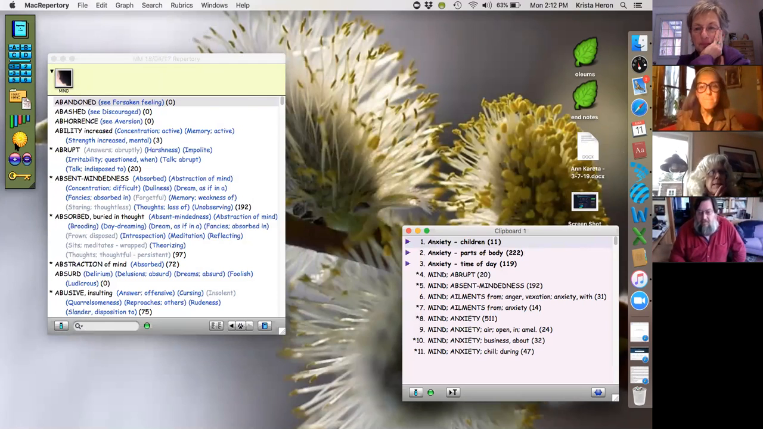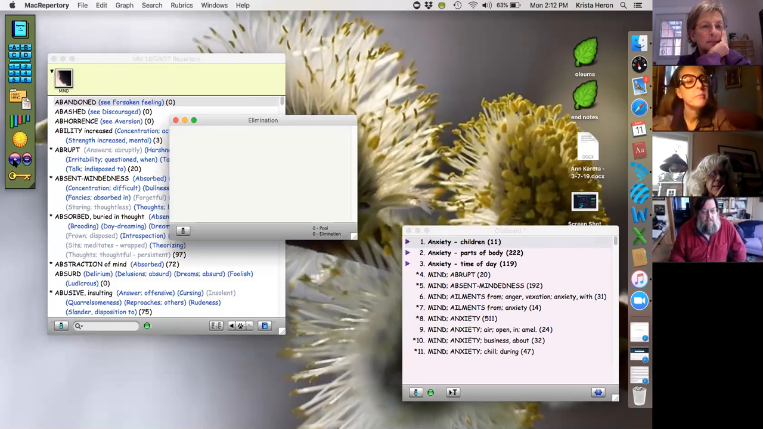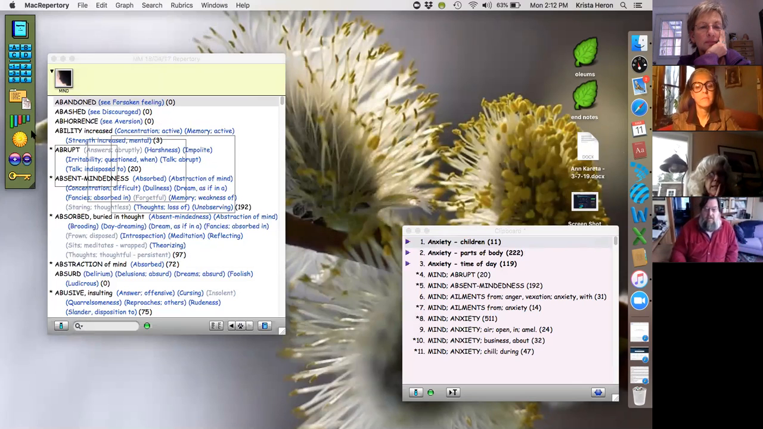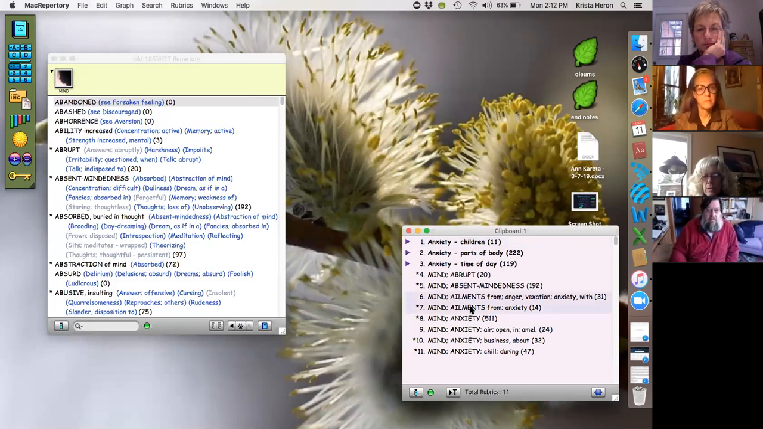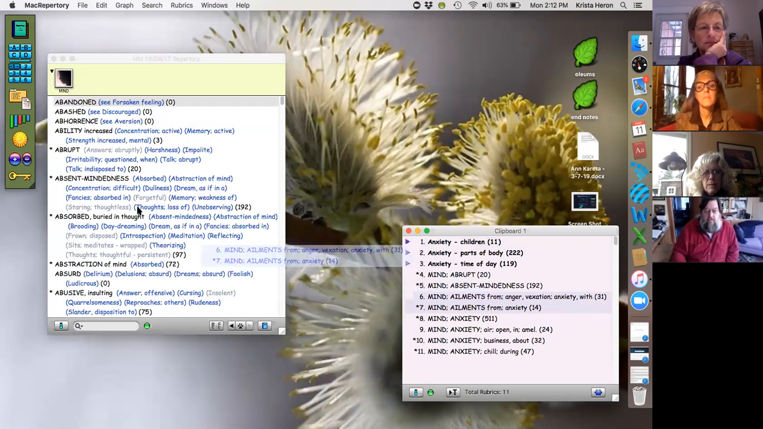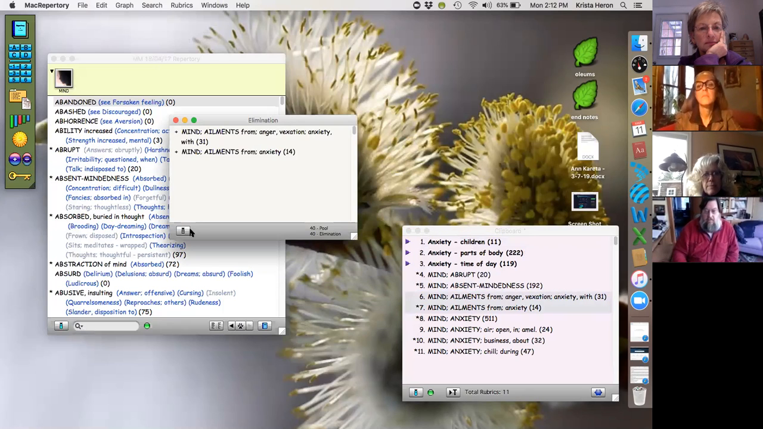Let me show you a couple other things then. See this little plus here, the elimination, even though it's called elimination both times. What that does is it allows us to grab some rubrics. See how I'm over here in clipboard 1 and I've highlighted these 2 and I'm dragging them. I can put them in the plus circle and that combines them.